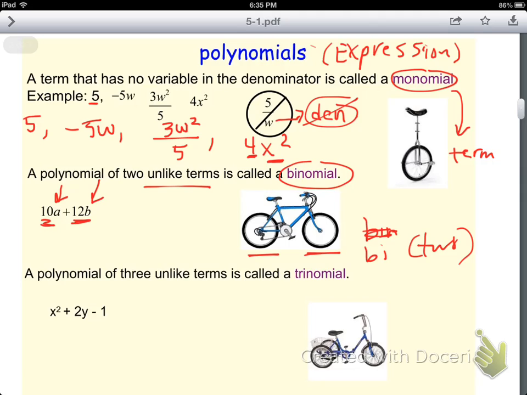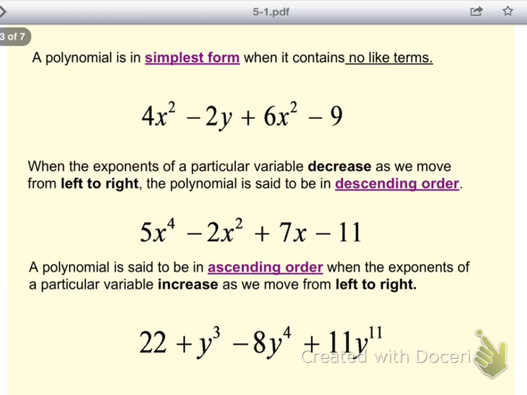Alright, and then we have a trinomial, which is 3 terms, 3 unlike terms. Because if they were like terms, they would reduce to either a binomial or a monomial. So these are all unlike terms. Okay, so a polynomial is in simplest form when it contains no like terms that can be added together that are not combined.